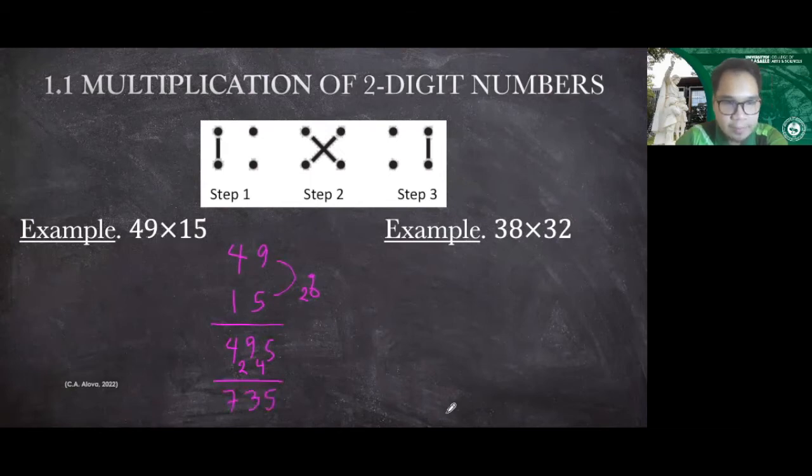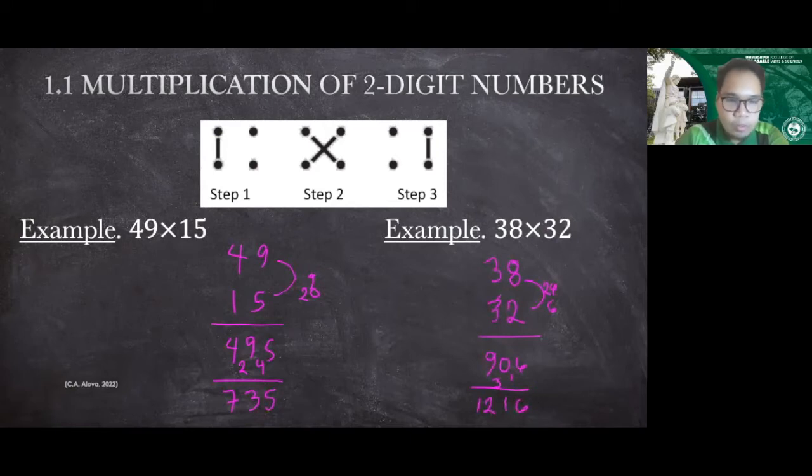All right. Next, 38 times 32. So we have 3 times 3 is 9. 3 times 2 is 6. Add that to the product of 3 times 8, which is 24. And then that becomes 30, right? So we have 3, 0, and 8 times 2 is 16. So let's fix that. This becomes 12. 0 plus 1 is 1, and then 6. So 1,216.